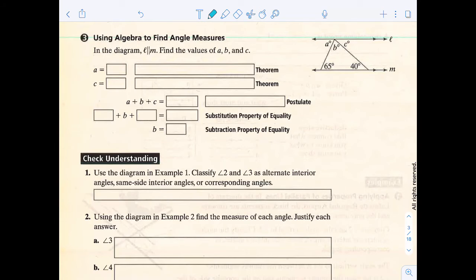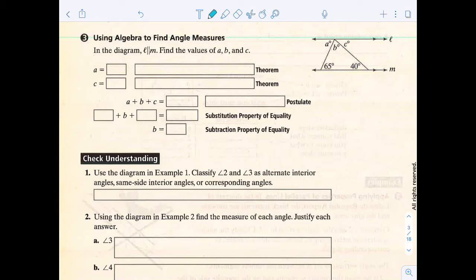Awesome. All right, let's look at number 3. Number 3 says use algebra to find angle measures. In the diagram, L is parallel to M. Find the values of A, B, and C.